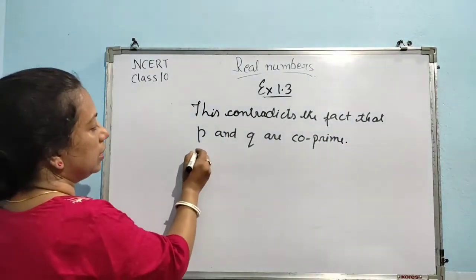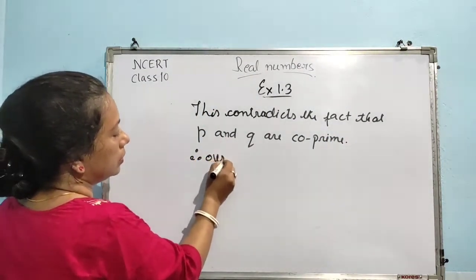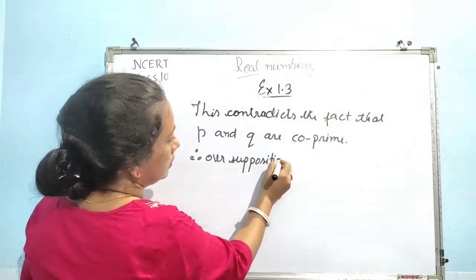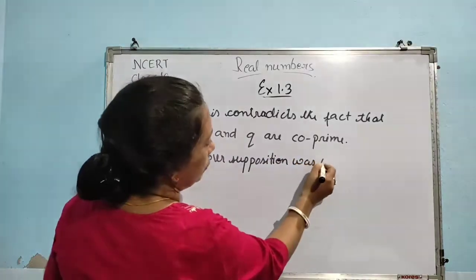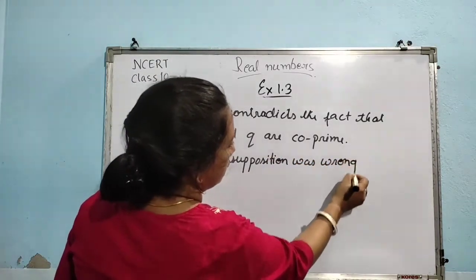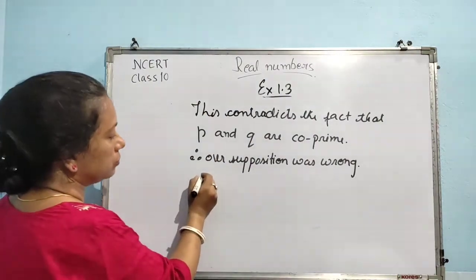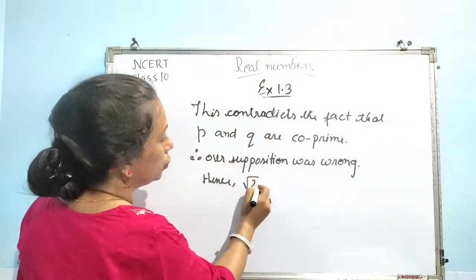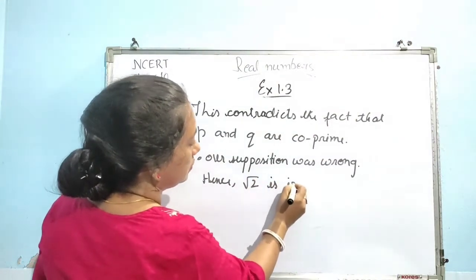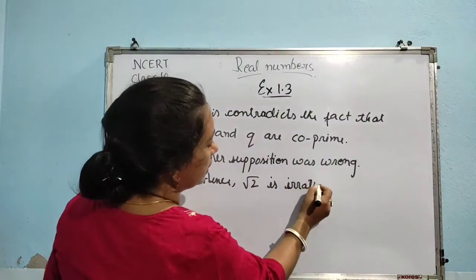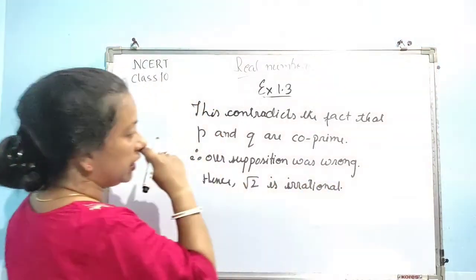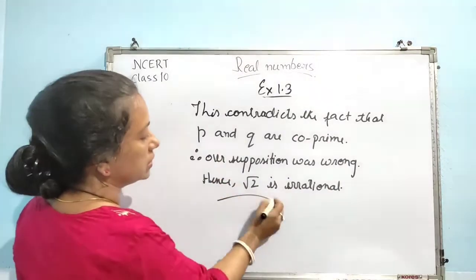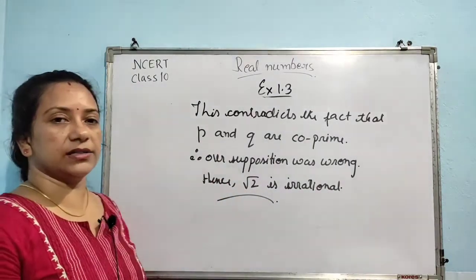So what we can say, therefore our supposition was wrong. So our supposition was wrong means what we have to conclude. Hence what we can say, hence root 2 is irrational, because we have considered that root 2 is rational and ultimately we arrive at a contradiction. Hence our supposition was wrong. Therefore we can say that yes, root 2 is irrational.